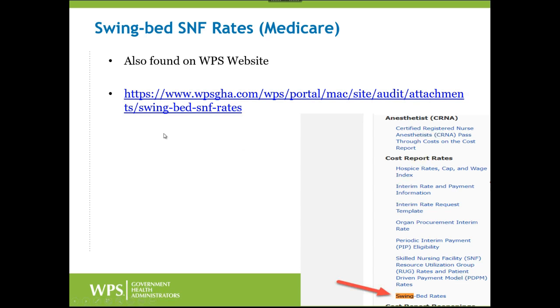Now, we also have these Medicare swing bed SNF rates located on our WPS website. If you're just browsing through our cost report audit section, and separated out by topics, if you go to the cost report rates key issue or topic, at the very bottom of that you'll see swing bed rates. However, I've also included the actual link to that here.